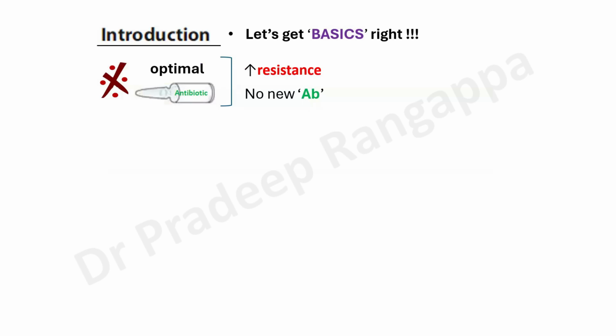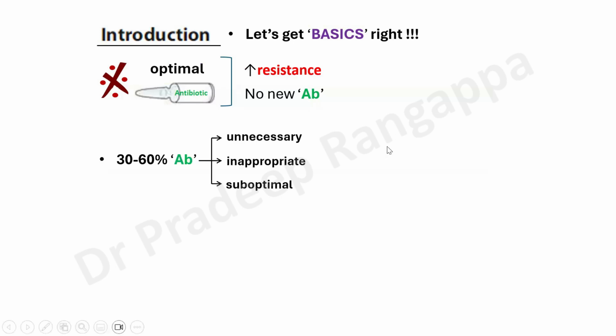What we need to understand, which is terribly important, is that we use optimal antibiotics or the optimal type of antibiotics. This is important in the face of increasing resistance patterns that we are witnessing in our country and globally as well. And there are no new antibiotics in the pipeline. So this is the background we have.